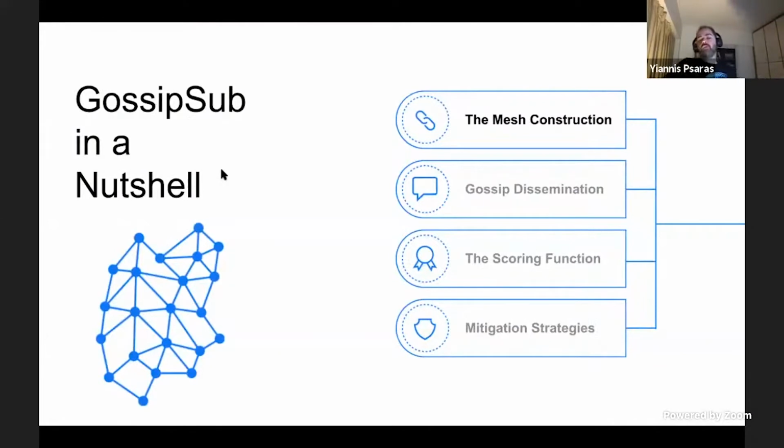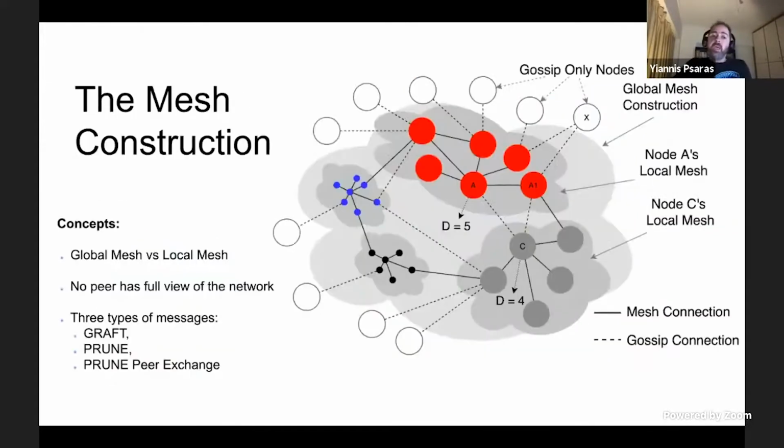If we want to describe the design of Gossipsub in a nutshell, we would say that it has these four basic components: a mesh construction, a gossip dissemination algorithm, a scoring function, and some mitigation strategies, which we're going to see very briefly, pretty much all of them. Let's start from the mesh construction.